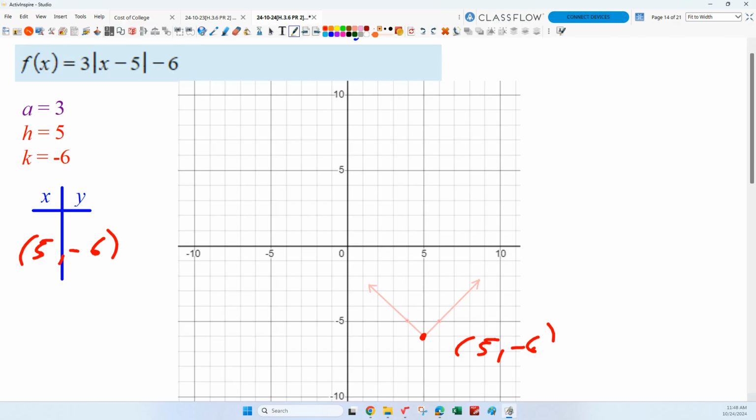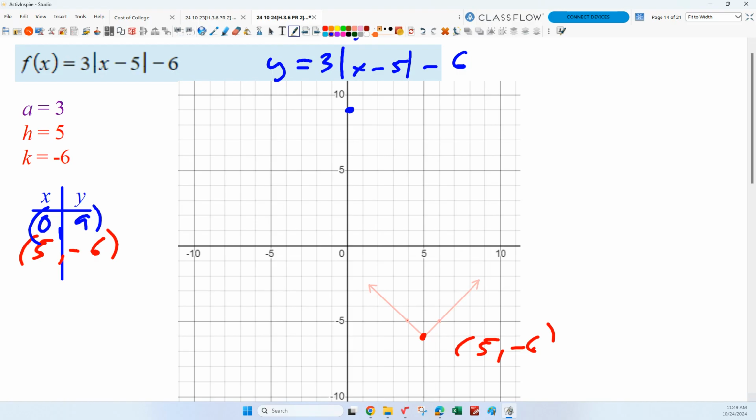If I plug 0 in, here I've got the equation y equals 3 times the absolute value of x minus 5, minus 6. If I plug 0 in, what am I going to get back? 0 minus 5 is negative 5, times 3, or absolute value of negative 5 is 5, times 3 is 15, minus 6, so 0, 9. There's a point, right? I can do that.